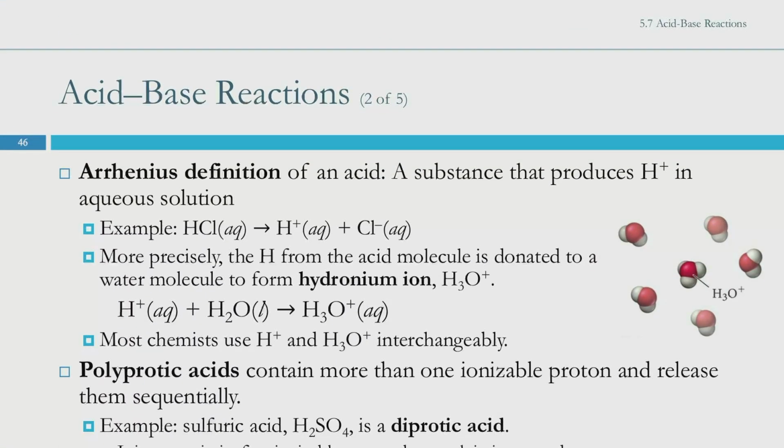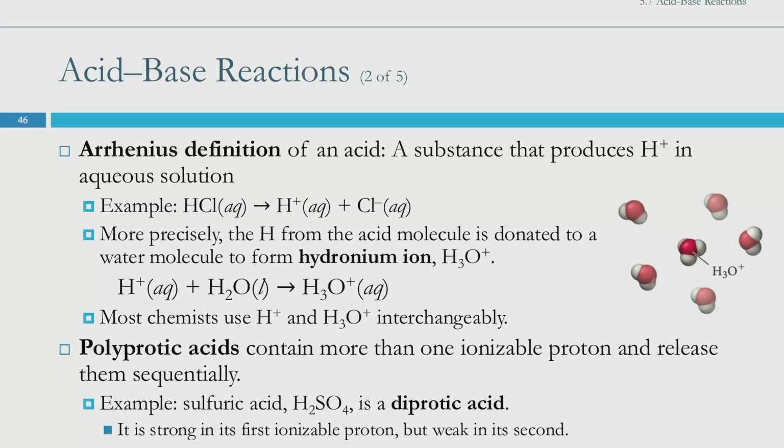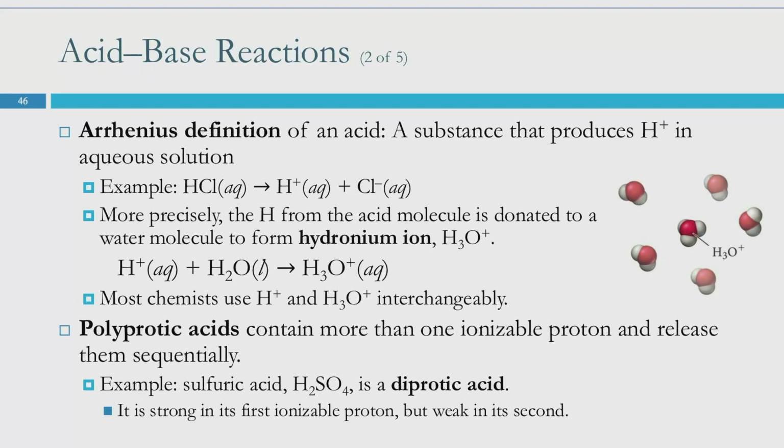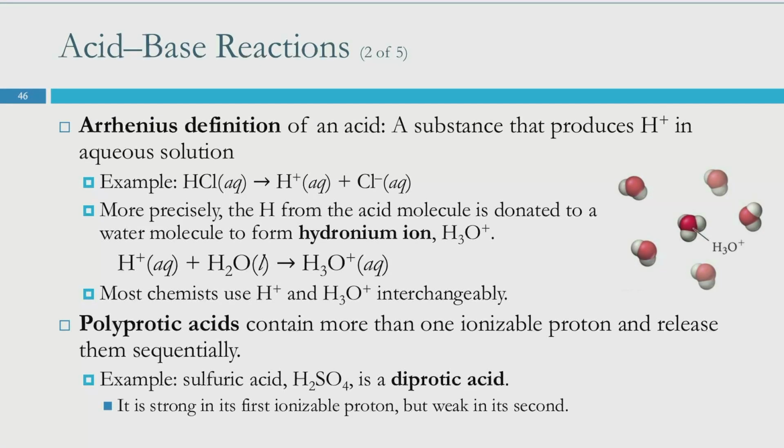Before we can talk about acid-base reactions, we need to talk a little bit about acids and bases and what are those. And so we'll be talking about our Arrhenius definition. Thank you, Svante Arrhenius. So our Arrhenius definition of an acid is a substance that produces H+ in aqueous solution. So it makes H+ when you put it in water. That's our Arrhenius definition.